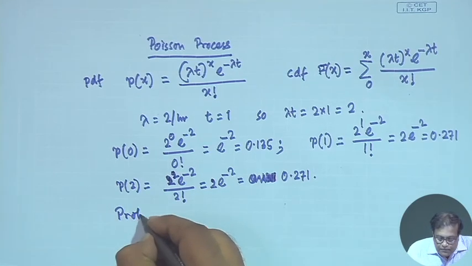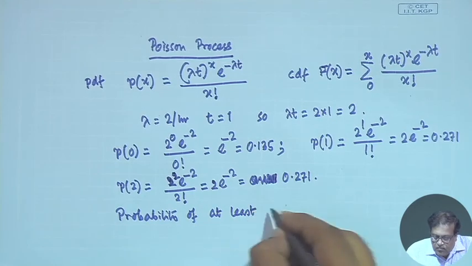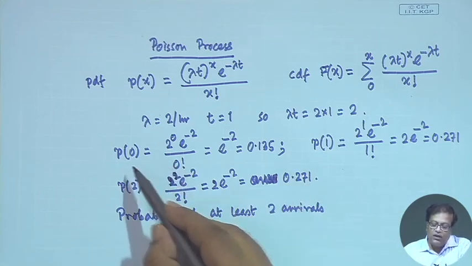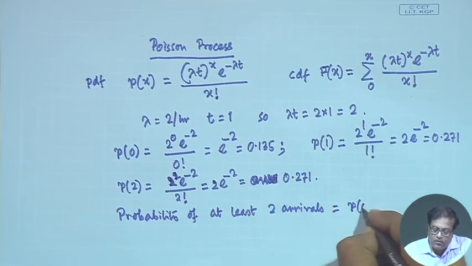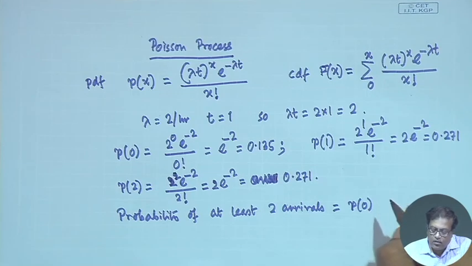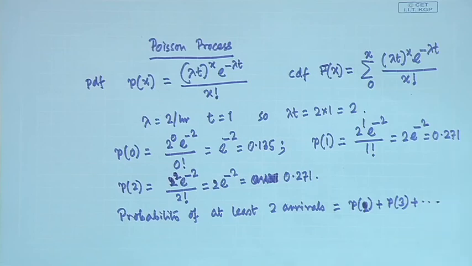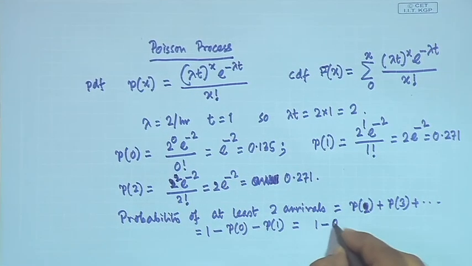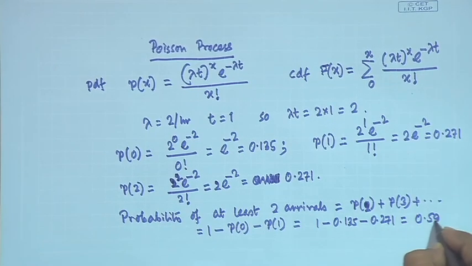So, what is the probability of at least 2 arrivals? Here, because there are 3 cases: the probability of 0 arrivals, the probability of a single arrival, and the probability of 2 arrivals. So, it will be P(2) plus P(3) plus and so on, that is equal to 1 minus P(0) minus P(1), equal to 1 minus 0.135 minus 0.271, equal to 0.594.